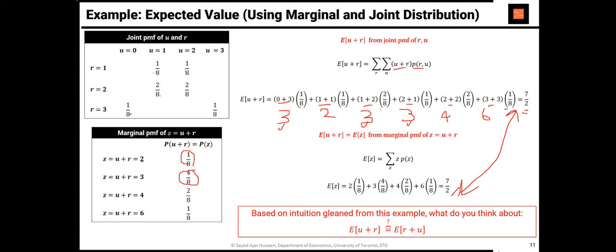Why? Because the way you found this thing was by adding these up and imagining a sum z. The sum z doesn't matter. It doesn't matter whether you define it as u plus r or r plus u. So these two expressions are going to be exactly the same.